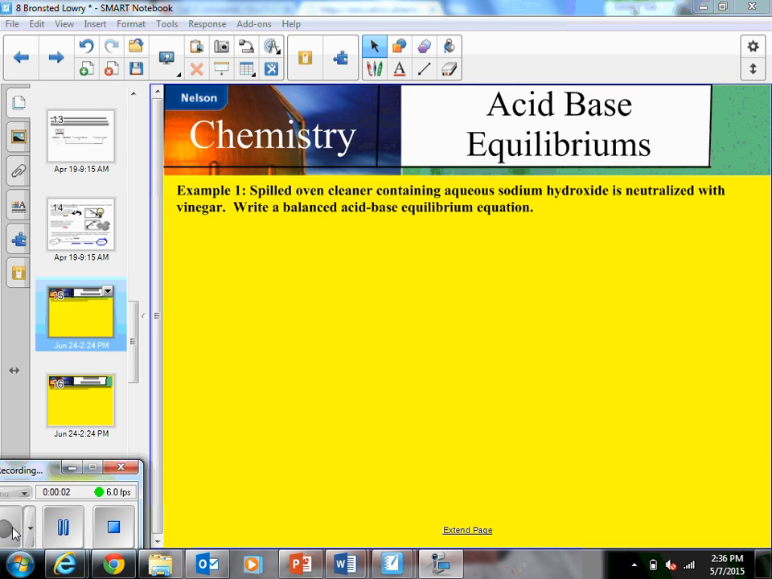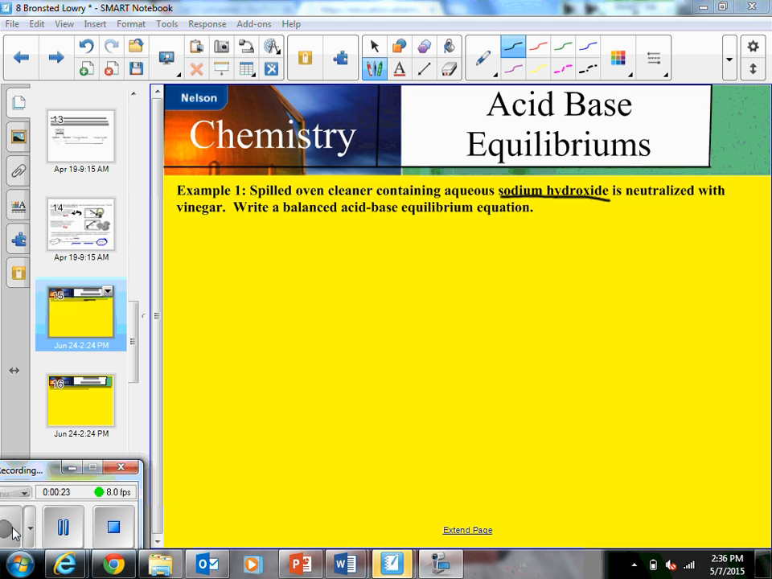Okay, here's the first example for predicting acid-base reactions. So spilled oven cleaner contains aqueous sodium hydroxide and it's neutralized with vinegar. Write a balanced acid-base equilibrium equation. So just like we did with predicting redox, step 1 is to list all entities present.